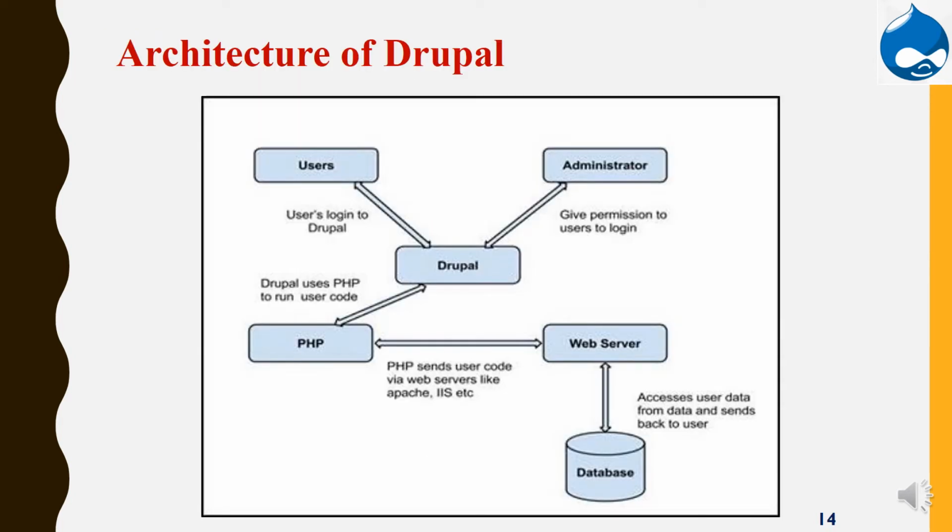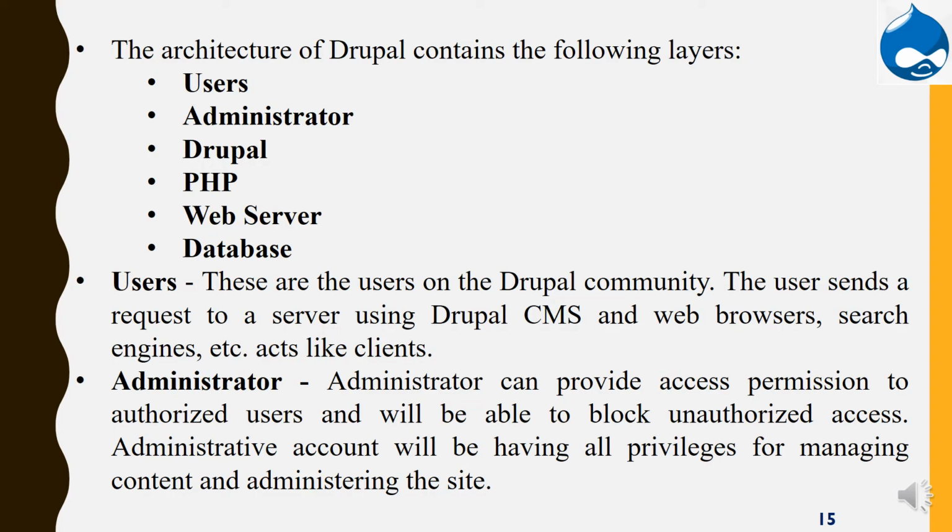Next is Drupal's architecture. The architecture of Drupal contains different layers such as user, administrator, Drupal, PHP, web server, and database. The users layer includes users on the Drupal community.